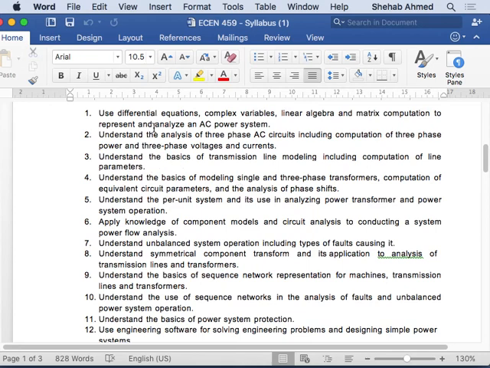So we are going to obviously use differential equations and complex variables. Again, anytime you have AC quantities, you have magnitude and angle, right? So we're going to obviously use complex variables and complex numbers to analyze our system. And we will have sets of equations, right? You have these loop equations in the circuit. So you will have to use linear algebra to be able to solve them.